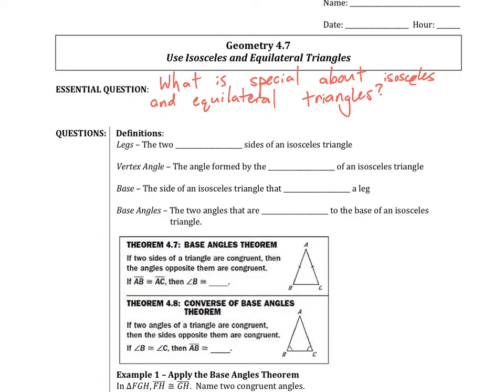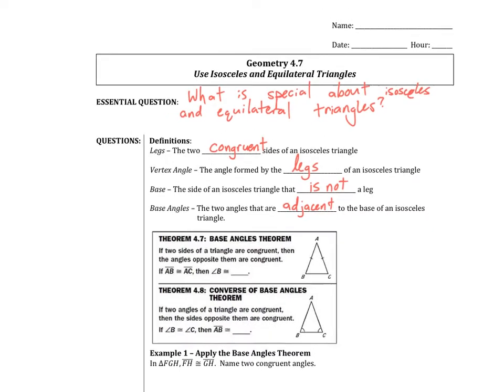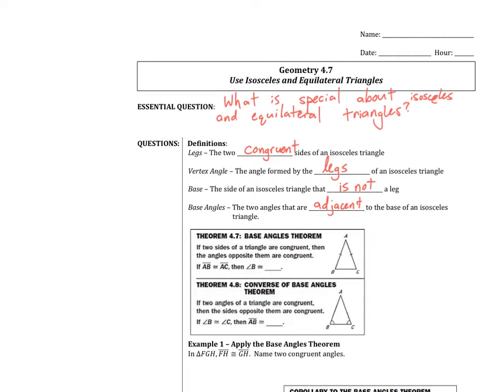The legs are the two congruent sides of an isosceles triangle. The vertex is the angle formed by the legs. The base is the side of an isosceles triangle that is not a leg. And the base angles are the two angles that are adjacent to the base of an isosceles triangle. So I'm going to draw a little picture over here, which might help you.